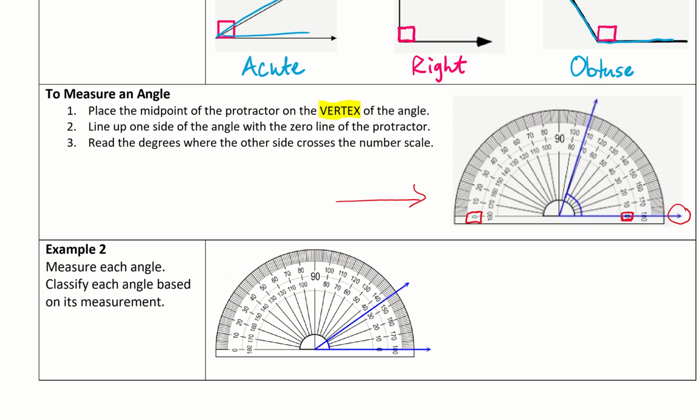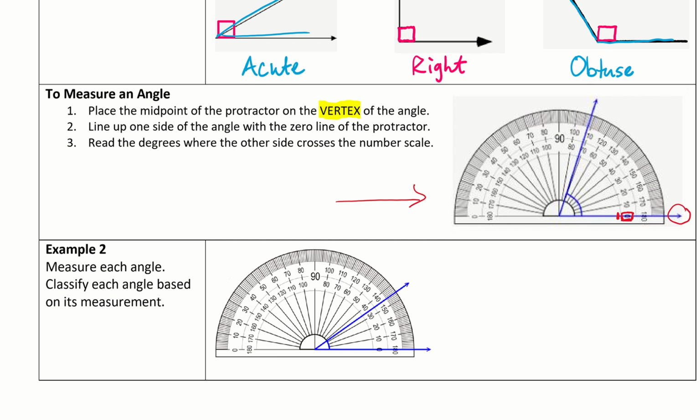Step 3 is going to be to read the degrees where the other side crosses the number scale. So with the way that this one is set up, we have 0 right here. This is the set of numbers we're reading, the inside numbers. Okay, do not read the other set of numbers. You want to read the one that starts with 0. So if our angle was going this way, you would read the outside numbers instead. Okay, I hope that makes sense.